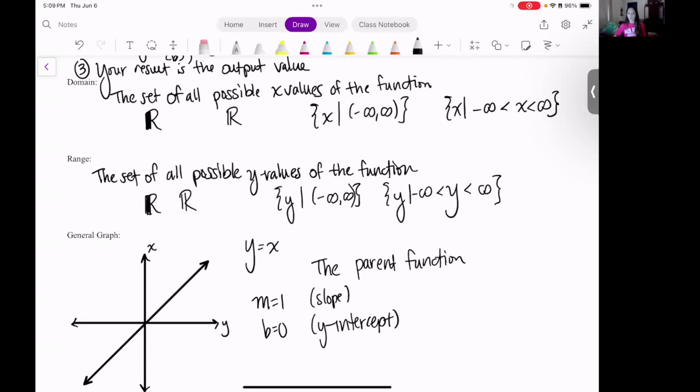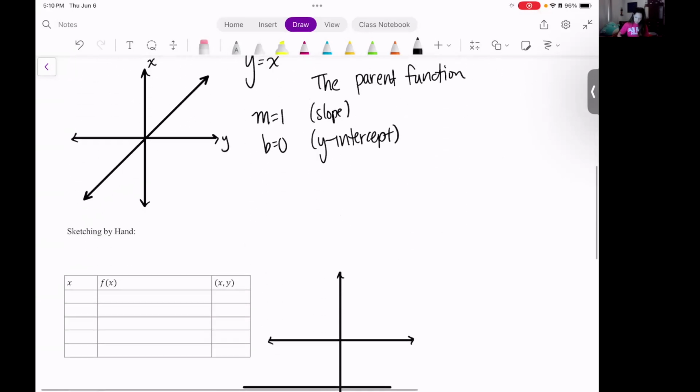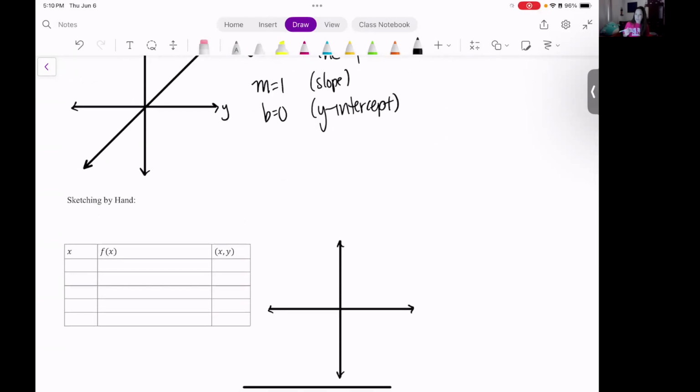How do I graph if it's not just y equals x? There's multiple ways you can graph. You might have learned how to graph using the slope and the intercept. The most basic way to graph a linear function is to create a table of values. If I'm going to create a table of values, let's say I wanted to sketch by hand the function y equals 2x minus 1.